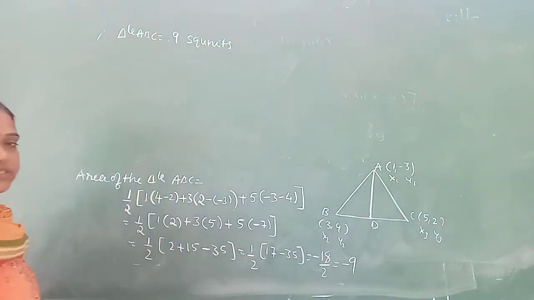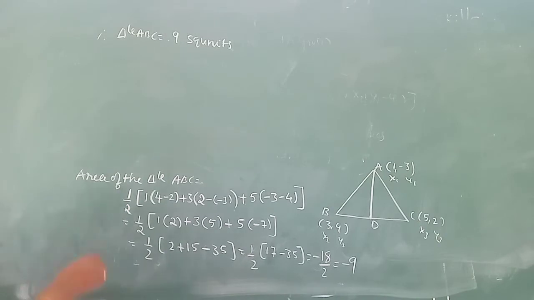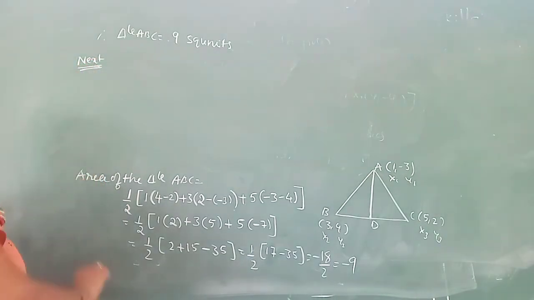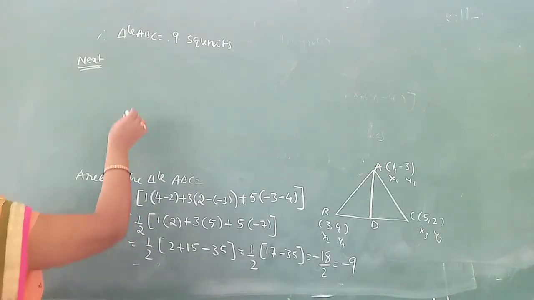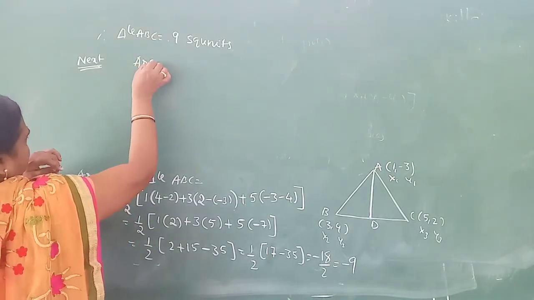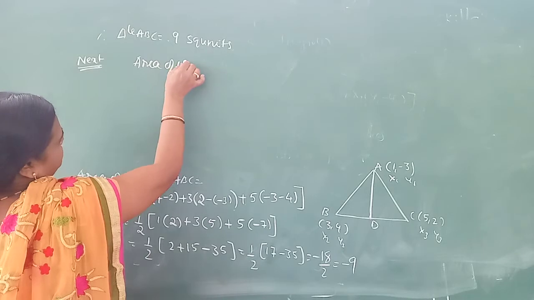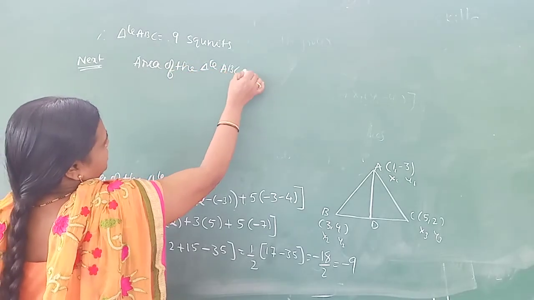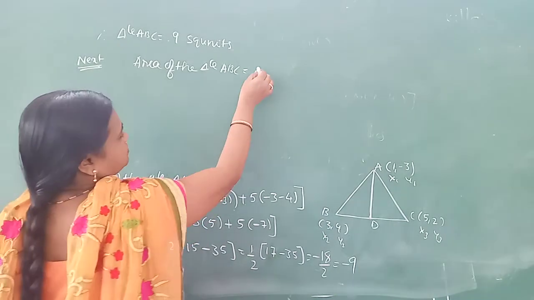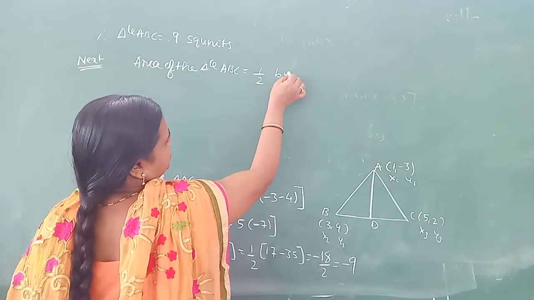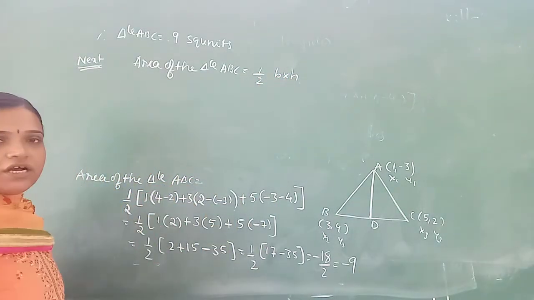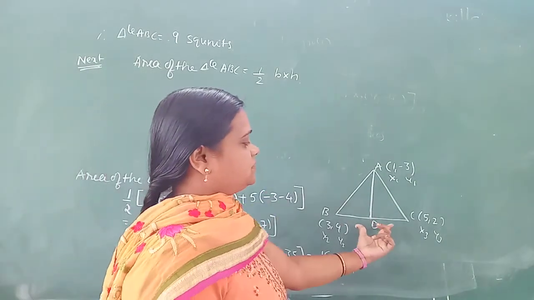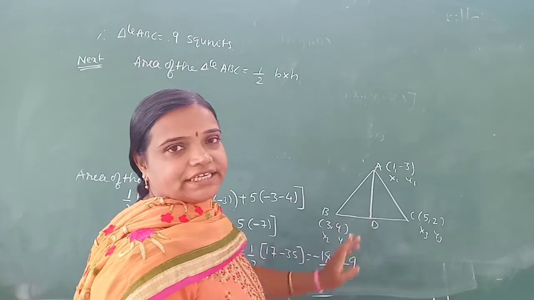Right. Next step is, as we know, in general the area of the triangle ABC is half base into height. Half base into height. Base, this is BC, height is AD.